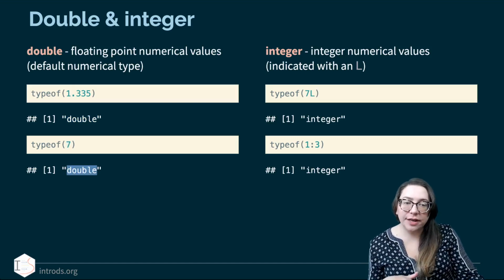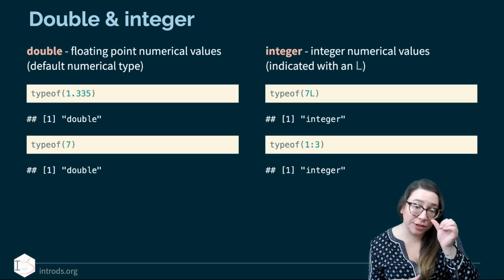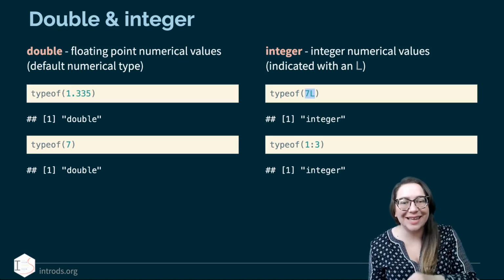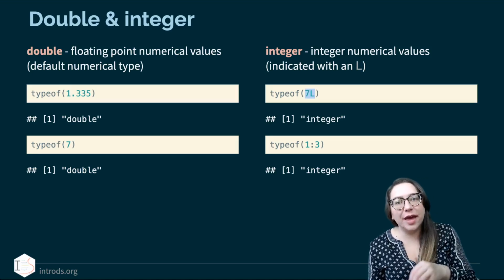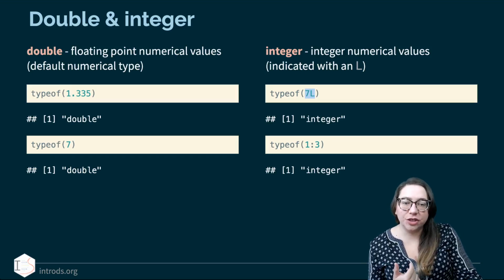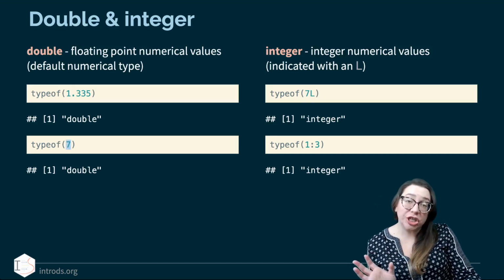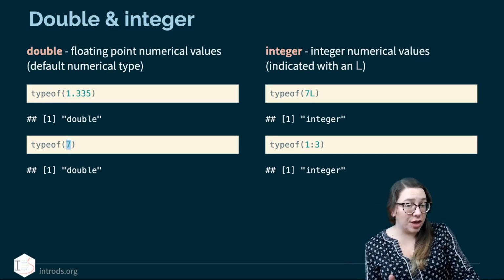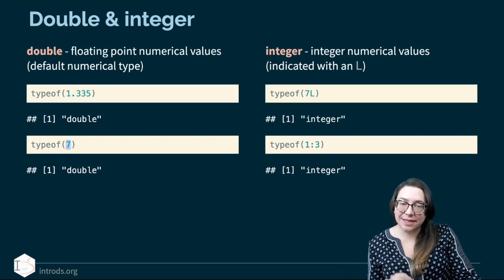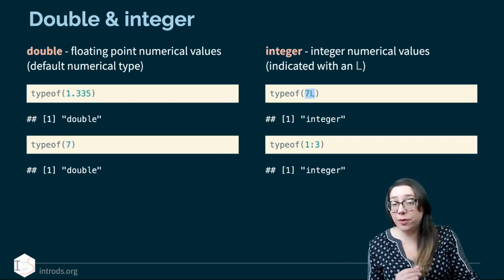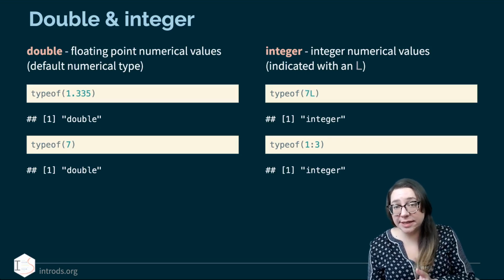Now integers are indicated with an L. So typeof 7L, if I want to indicate that it is an integer, I have to do that explicitly, and then I get integer as a result. The reason why you might want to distinguish between the number 7 that maybe could have had a decimal point but happens to not, or the number 7 that's an integer, is that how we would model these data using statistical techniques is different.